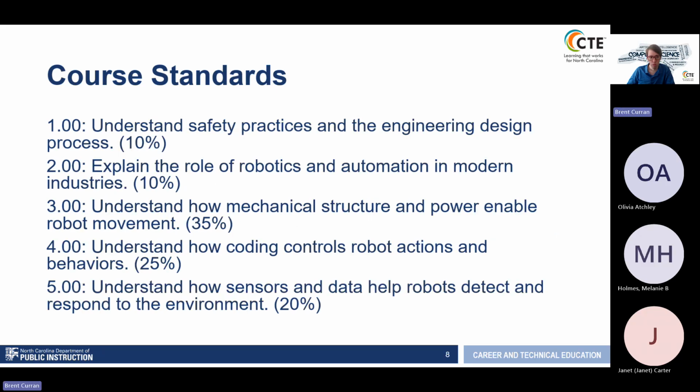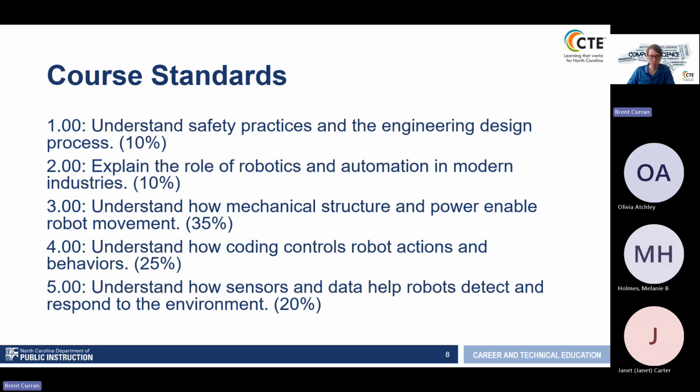These are our course standards. All of these are written at the B2 or the understand level. That's the RBT that you guys should be teaching at. This was kind of intentional. One is about safe practices and the engineering design process. Safety should be a day one thing, and it should be something we use throughout the entire course. Second standard is to explain the role of robotics and automation in modern industries. So think, how are robots used in the workforce today? That brings us to our career exploration.